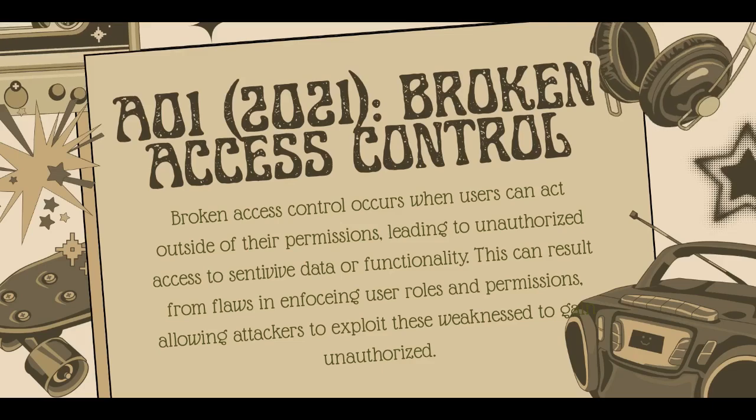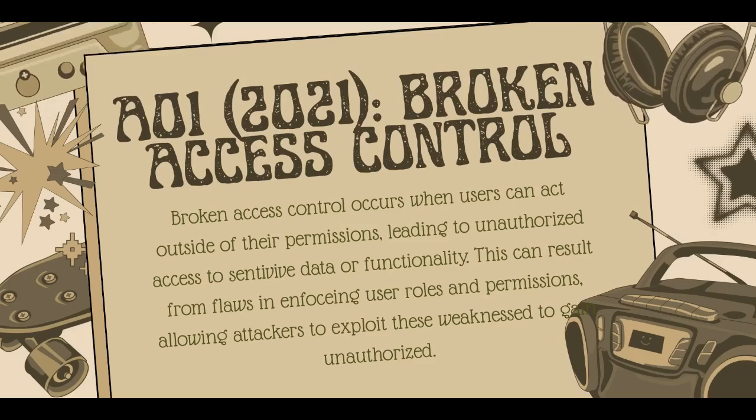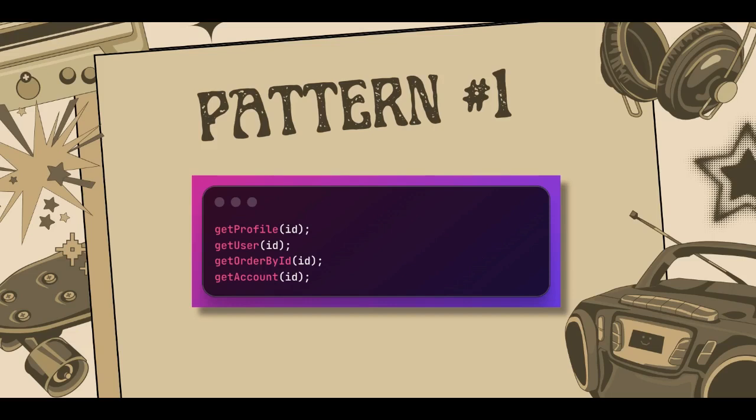Now let's talk about how we identify this vulnerability during source code review. When reviewing code for broken access control, I always look for three patterns. First pattern, endpoints that fetch data by ID, like get profile ID, get user ID. Where you see that, notice what is missing. You need to check whether the endpoint verifies who is making the request and whether they have permission to view the object. If there is no ownership check, that is a red flag for you.